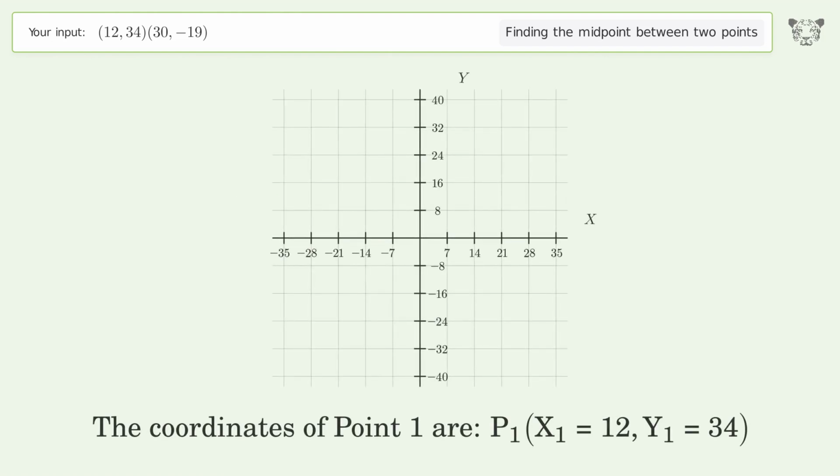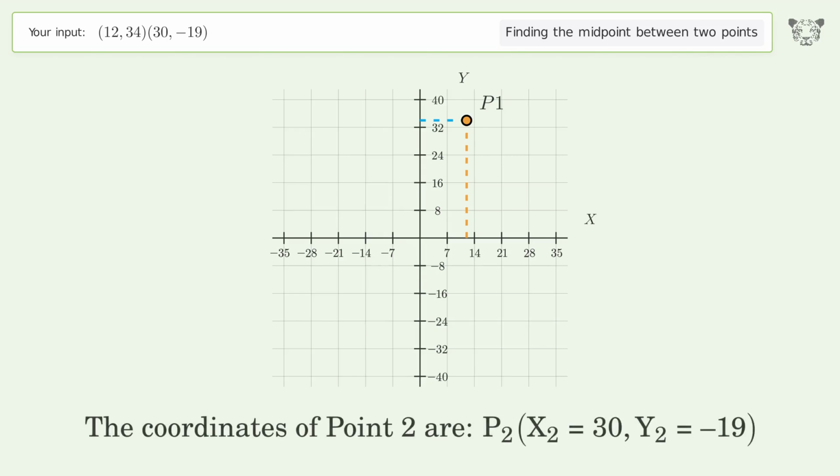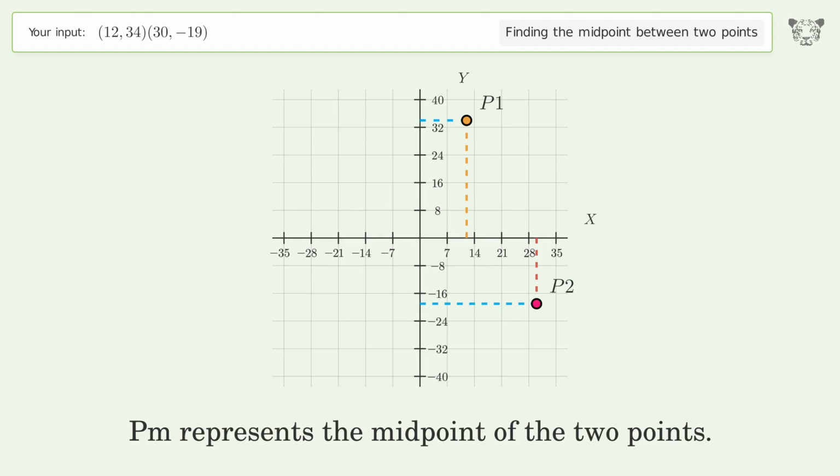The coordinates of point 1 are x1 equals 12, y1 equals 34. The coordinates of point 2 are x2 equals 30, y2 equals negative 19. PM represents the midpoint of the 2 points.